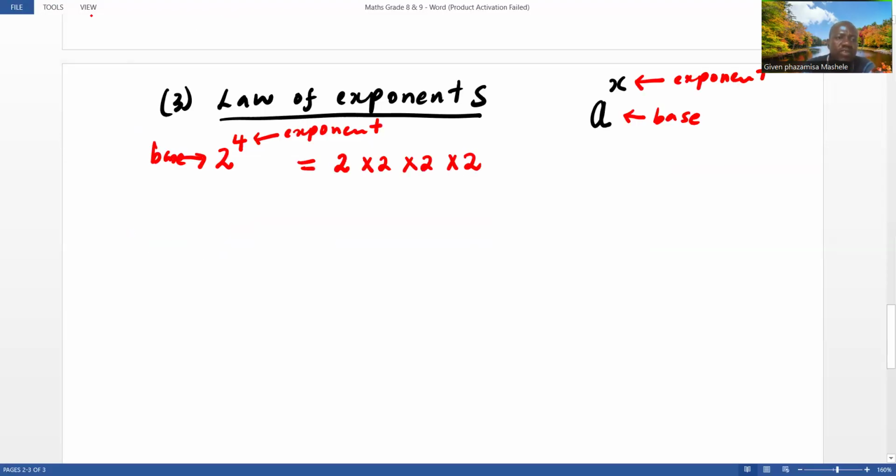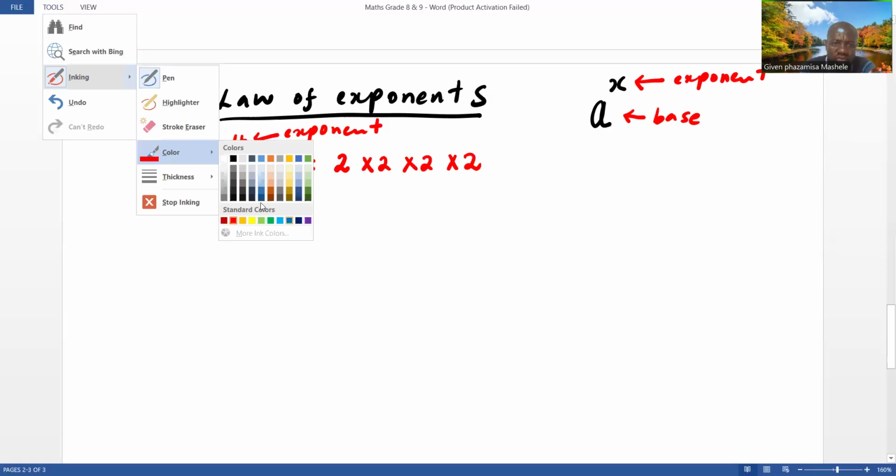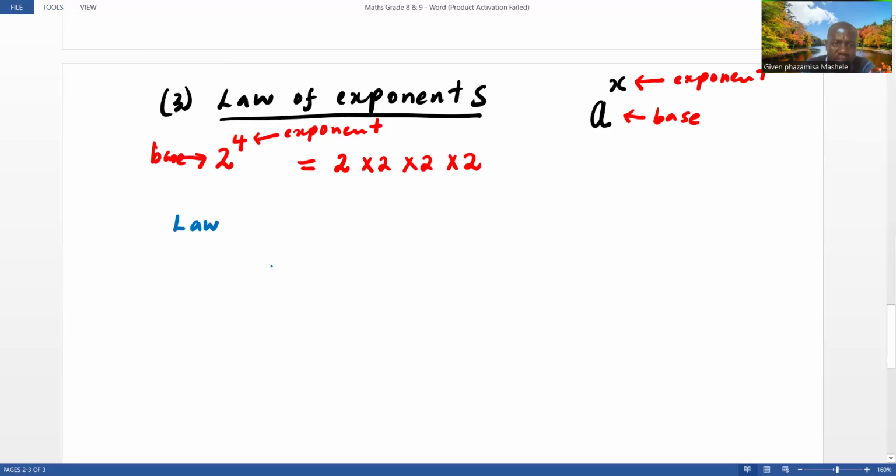Now I'll start with the first law. Let's call it law number 1. It's very important to know the laws in order to enjoy. Let me call this law 1. The law number 1, this is called the multiplication law.